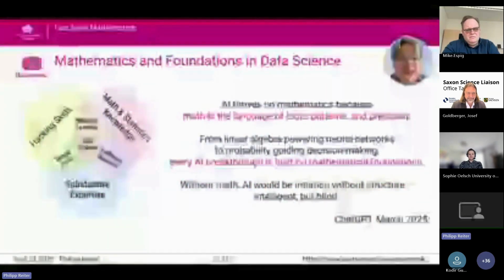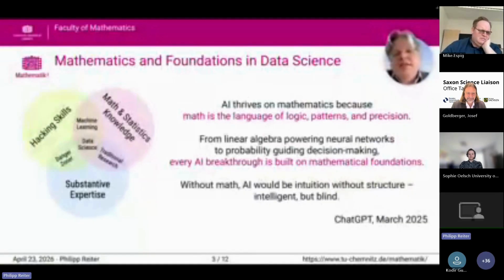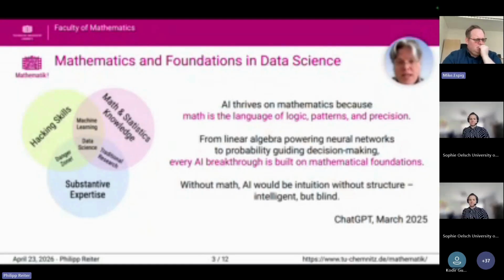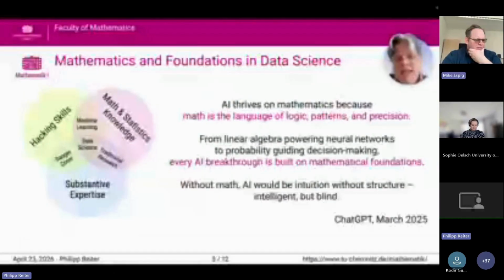We just decided to ask ChatGPT for an answer, and we fully agree that AI actually thrives on mathematics, because mathematics is the language of logic, patterns, and precision. And every AI breakthrough is fundamentally built on mathematics. This is the reason why we decided to set up a program which highlights the foundations required for data science, for AI, for machine learning.